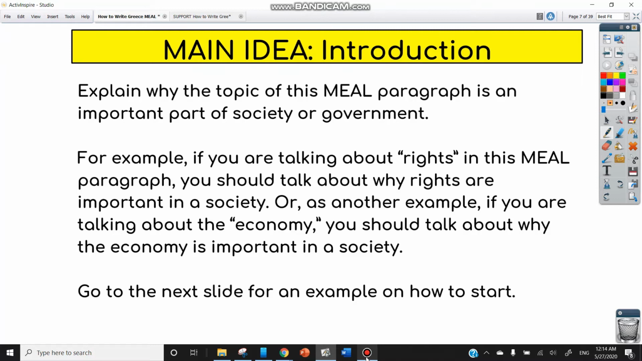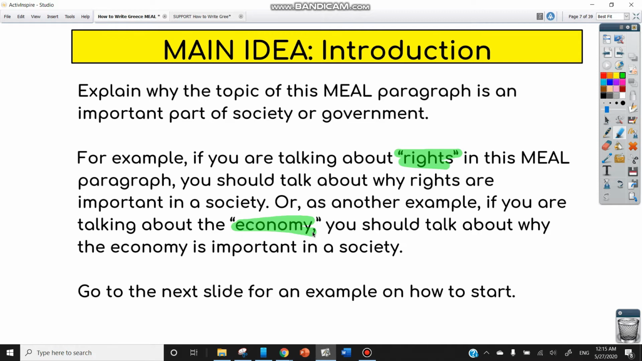The main idea begins with the introduction. So basically, the introduction of the meal paragraph is you talking about the topic of that paragraph, but before you start talking about the claim. For example, if you're focusing on rights in this meal paragraph, such as the political rights of ancient Athens, or maybe you're focusing on the economy of ancient Athens, then that's what you want to talk about in the introduction.